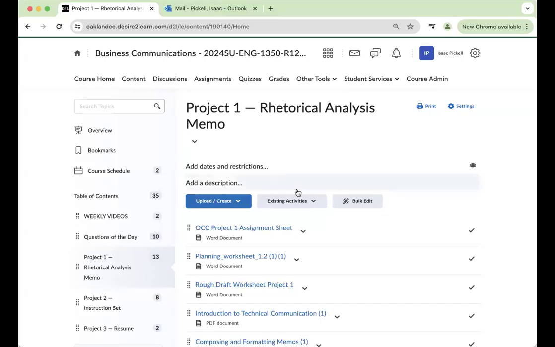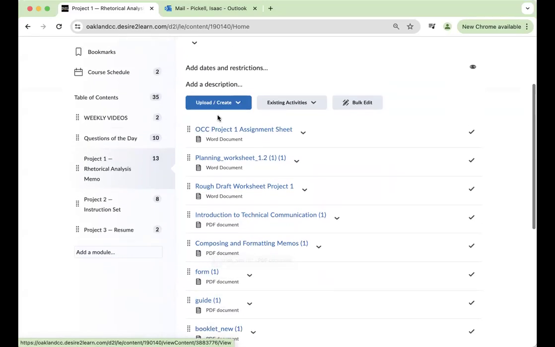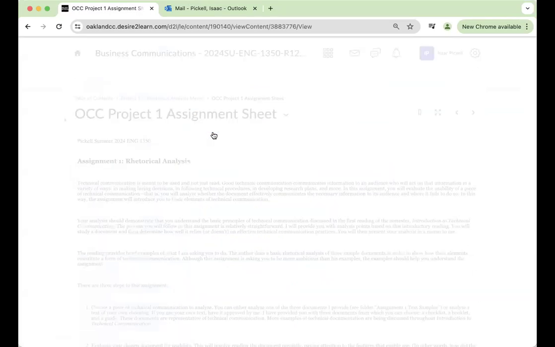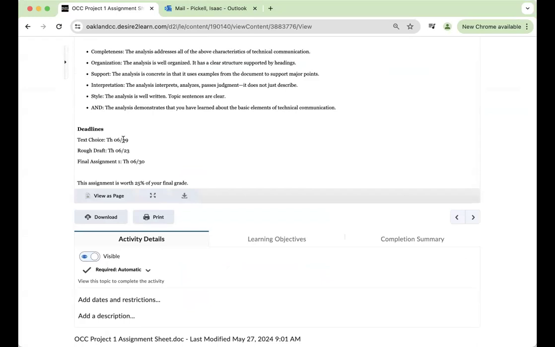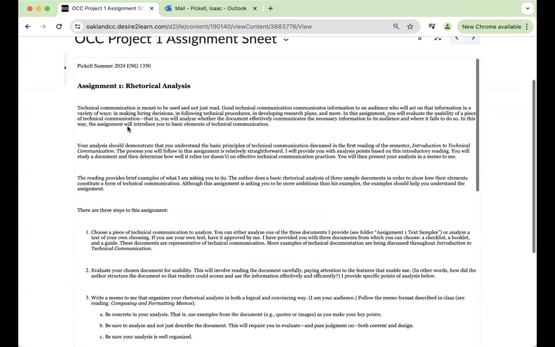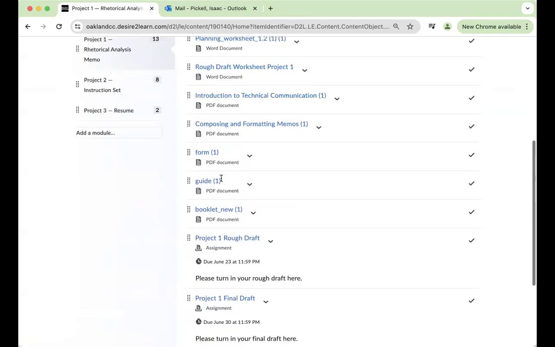We're going to share screen so all of this is a little clear before we move on. Okay, so when I say choosing a text, it's between form, guide, and booklet. So you're going to choose either the form, the guide, or the booklet. And what you're going to do is you are going to do this assignment. The expectation, as you see, text choice 6-9, that means tomorrow I want you to have read all 3 of these texts and chosen the one you want to work with for the next month.